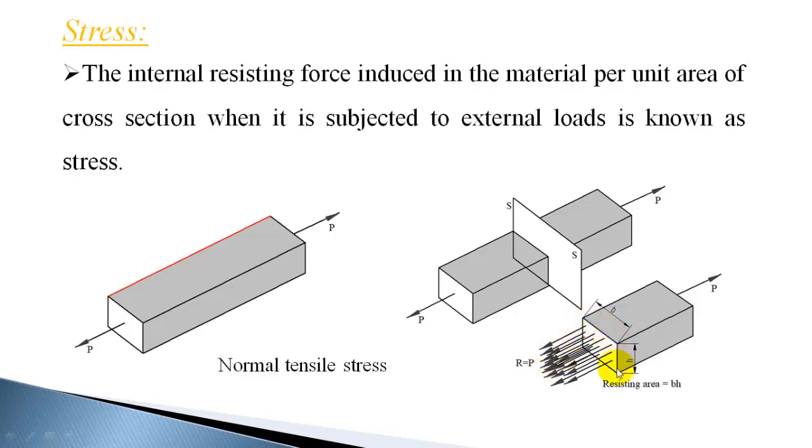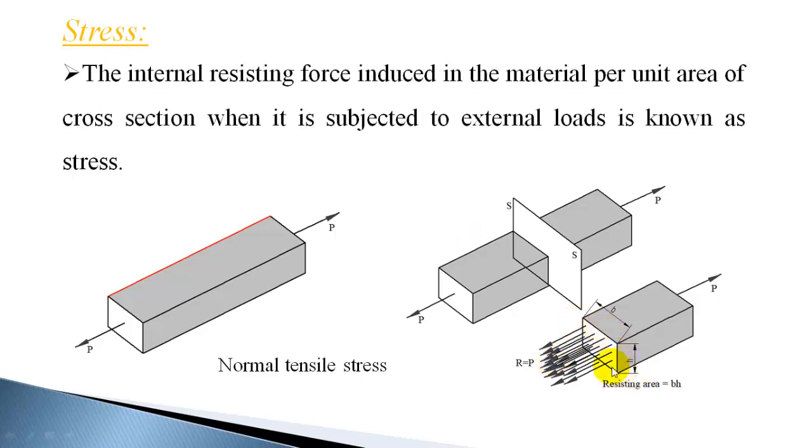1000 Newton resistance is offered by this 100 mm square cross section. What is the resistance offered by 1 mm square cross section? That is stress. So 1000 for 100 mm square cross section, so for 1 mm square cross section, it is 1000 by 100 or 10 Newton per mm square.